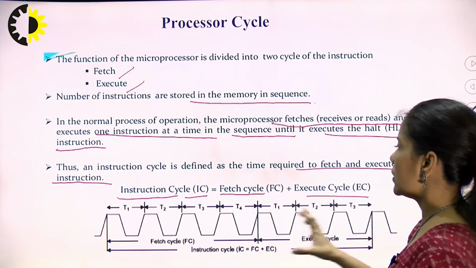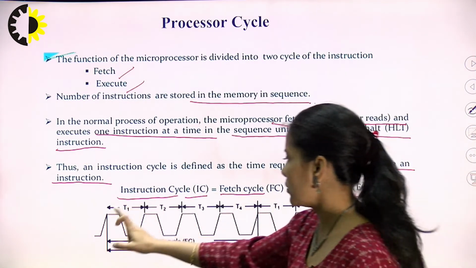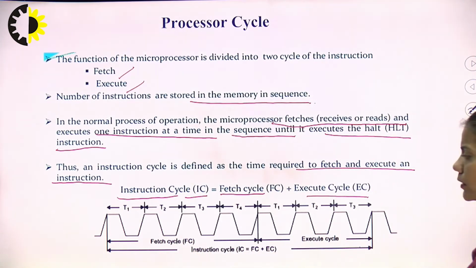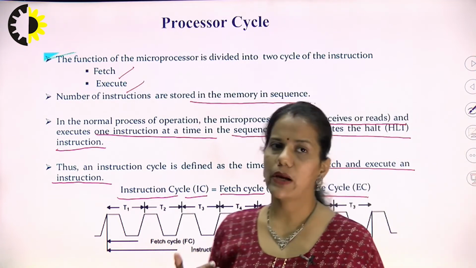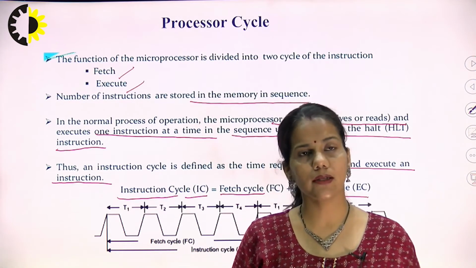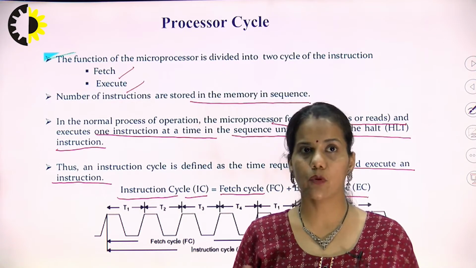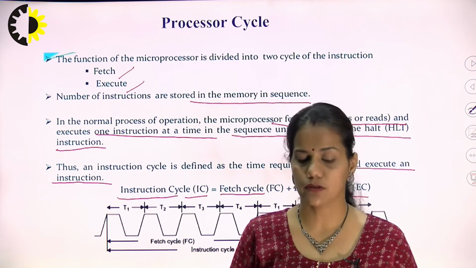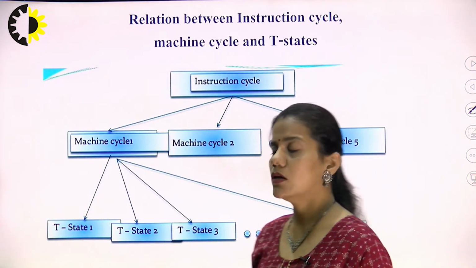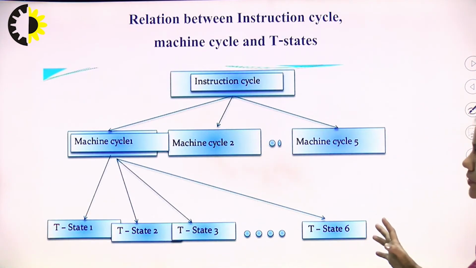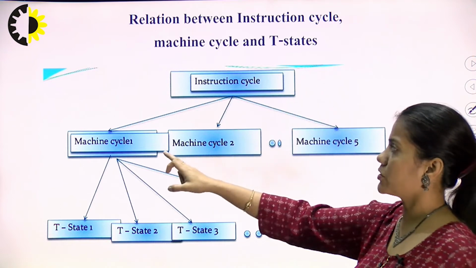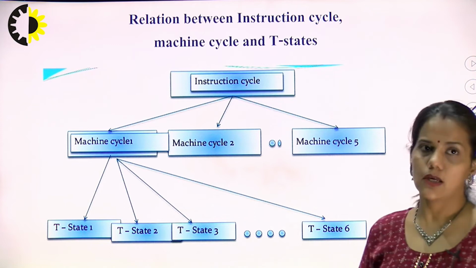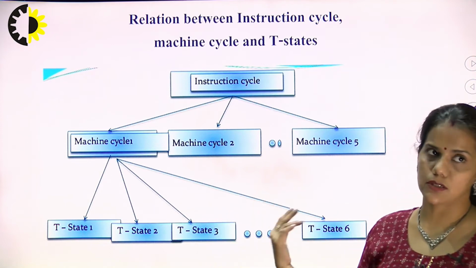In this way, the whole instruction is represented by the combination of the fetch cycle, that is FC, and the execute cycle, that is EC. Now, it matters what T states are involved in the fetch cycle and how many T states are involved in the execute cycle. They may vary depending upon the instruction. This is pictorially represented here: the instruction cycle is a combination of machine cycles and each machine cycle is a combination of different states. They can vary from 3 states to 6 states.